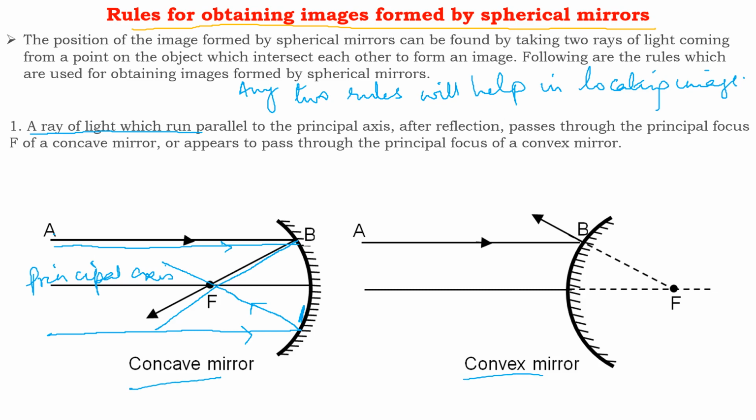For a convex mirror, a ray of light parallel to the principal axis after reflection will appear to pass or to come from the focus. Actually, the ray of light is coming parallel to the principal axis. This is how it came. Now it is getting reflected back. This much is fine. But when you extend it, it will meet at the focus. That is what the rule is saying. So what are you going to learn in it? A ray of light parallel to the principal axis after reflection passes through the focus.